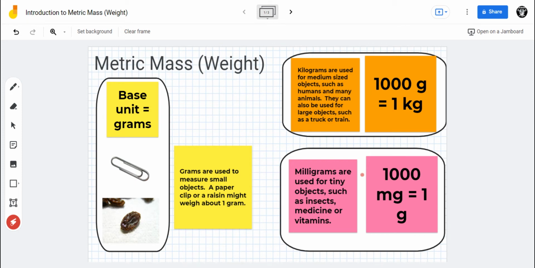Now, what about really tiny objects? If a gram is pretty small, like a paper clip's weight, well, a milligram is 1/1000th of that, because it takes 1,000 milligrams just to equal 1 gram. So a milligram is teeny tiny, and they're used to measure tiny objects, such as insects or maybe medicine or vitamins. Okay, so that's what milligrams are used for.